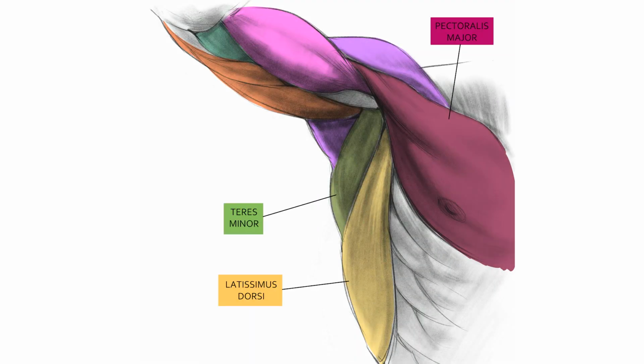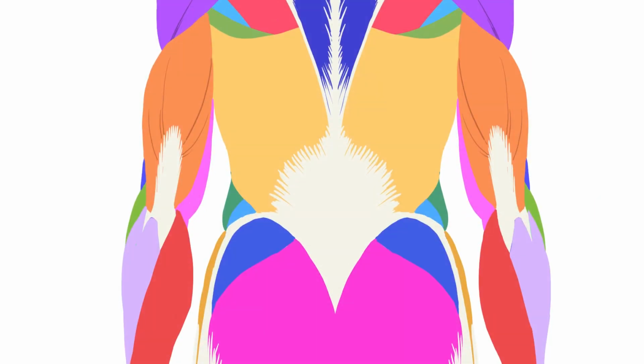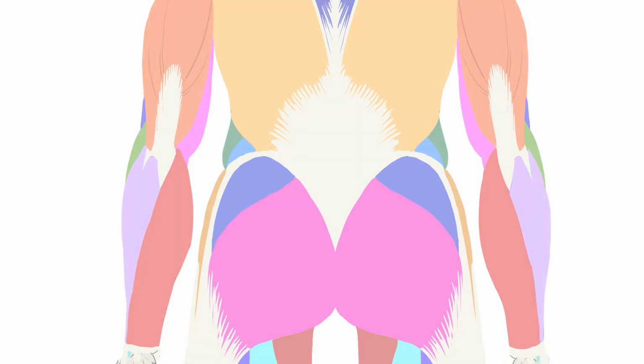It connects to the humerus between the pectoralis major and the teres major, giving it its nickname, the lady between the majors. This is the muscle you will see utilized and developed the most by athletes such as climbers and swimmers. So those are the muscles in the posterior view of the torso. Now, let's talk about the legs.